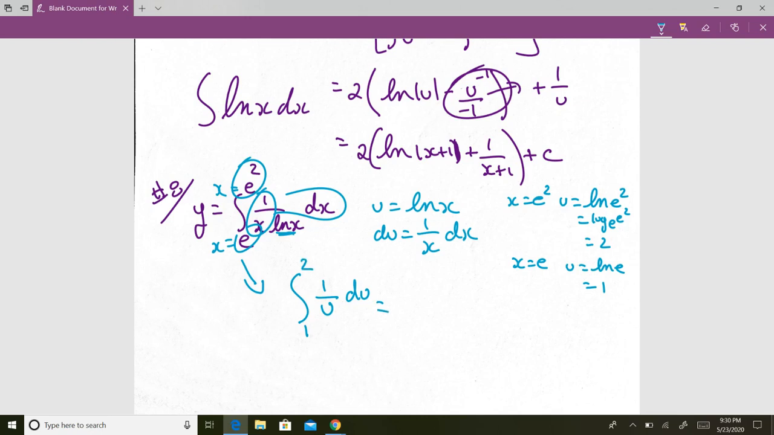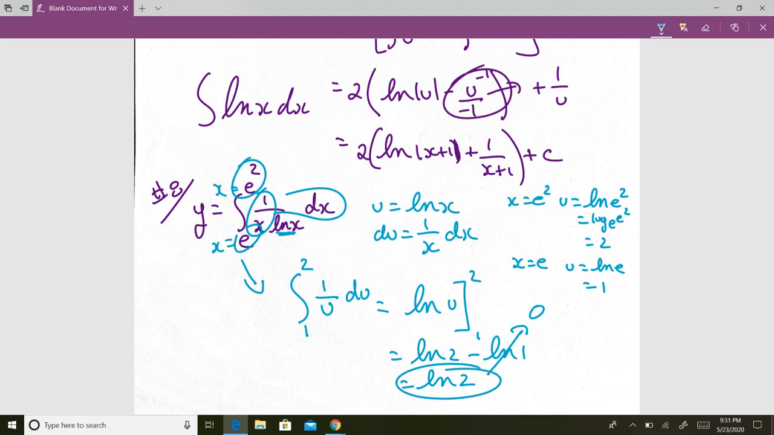And then we just evaluate the integral. 1 over u is the natural log of u, evaluated from 1 to 2, which is the natural log of 2 minus the natural log of 1. Hopefully you remember that natural log of 1 is 0, so my answer is just the natural log of 2.